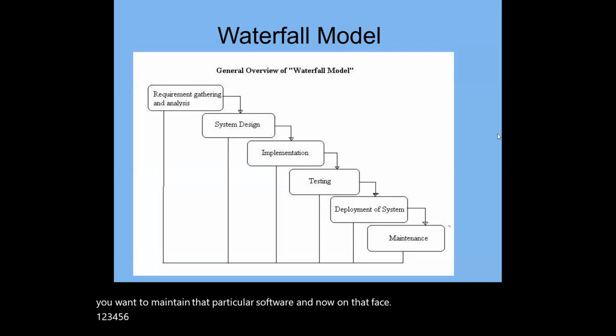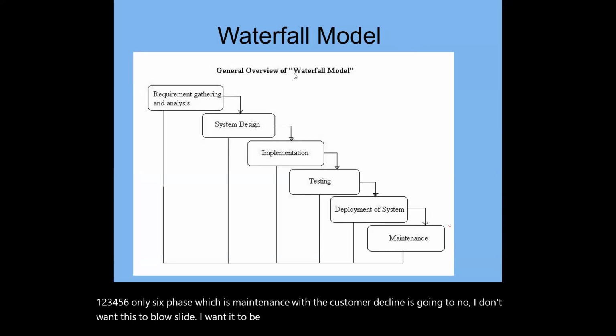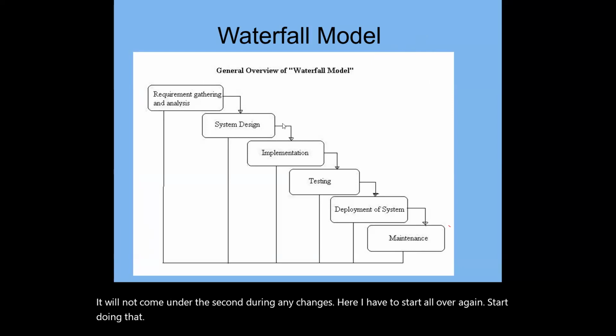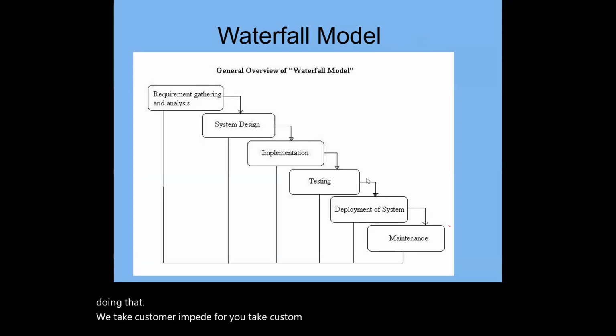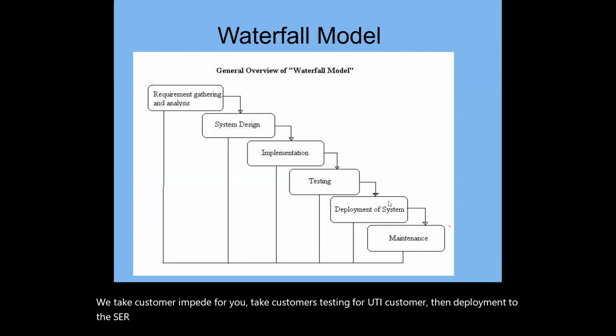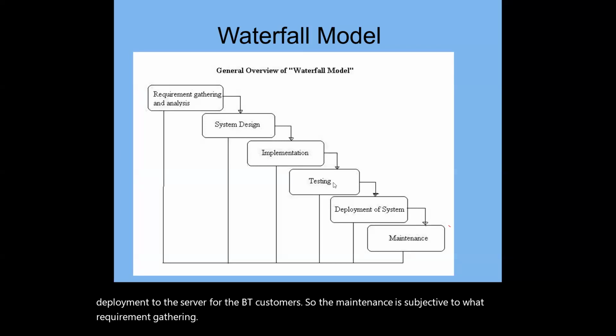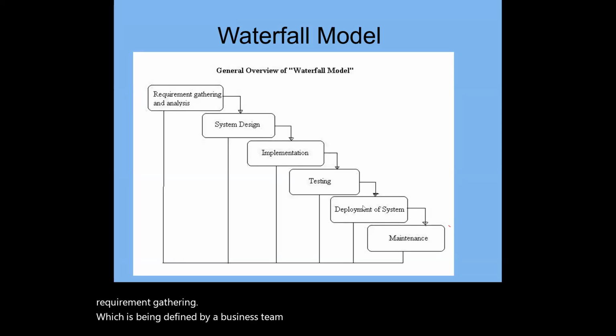On the sixth phase, which is the maintenance phase, the client says, no, I don't want this to be a blue slide, I want it to be red. I want it to be blue. I want it to be green. It will not come under this. I can't do any changes here. I have to start all over again: retail customer, implement for retail customers, test for retail customers, then deploy to the server for the retail customers. So maintenance is subjective to what? Requirement gathering, which is being defined by the business team of that particular company, your obligation.